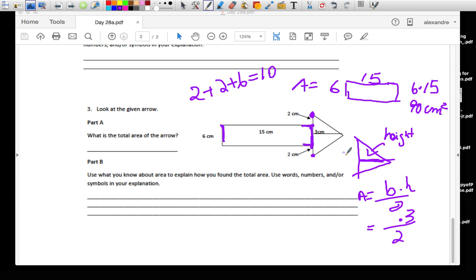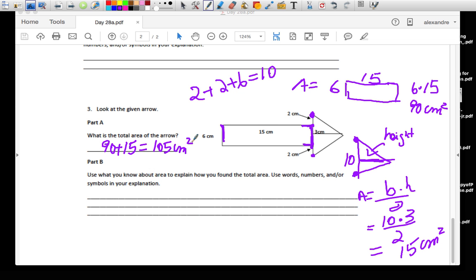So base times height, so the base of my triangle, the whole thing from here to here is 10 times the height of 3. 10 times 3 divided by 2. And 10 times 3 is 30, divided by 2 is 15 centimeters squared. So the total value would be 90 plus 15, of my triangle is 105 centimeters squared.